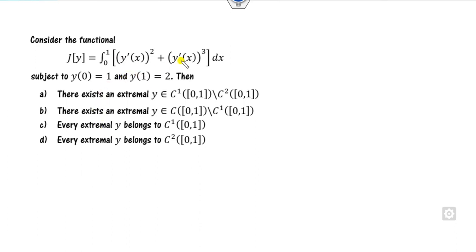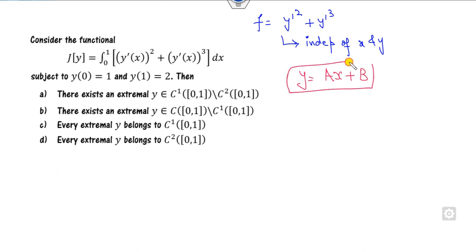Okay, look at this one. So f is y dash square plus y dash cube. This clearly says that it is independent of x and y. So what is the solution of this? It is always a constant, that is a linear form, always. Whenever there is a function independent of x and y, it is always so.